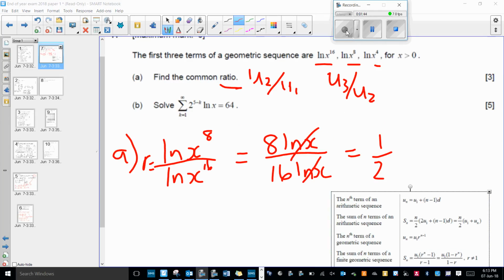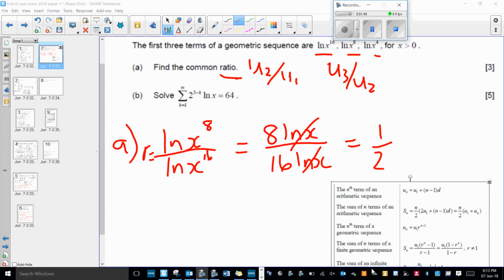Okay, so we're finding sum to infinity. Well, first of all, we need to establish what the sequence is. The fact that they've got this thing up here is going to be connected as part A and B, but I appreciate some of you may not have noticed that. They've got here 2 to the power 5 minus k. So that would mean that u1 would be 2 to the power 5 minus 1 ln x. So that would be 2 to the power 4, which is 16 ln x.